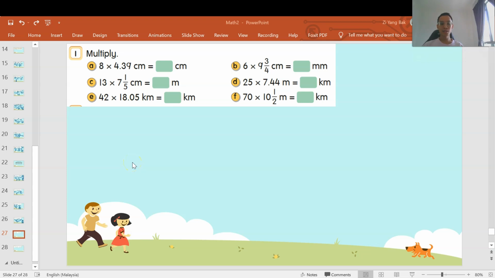Okay, let's discuss the homework I gave you before the holiday. This is page 186, on multiplication of length. Let's look at 1a. Make sure the units are the same. If they are, then you can straight away times. Always write your unit, so that you are clear what unit you are doing.